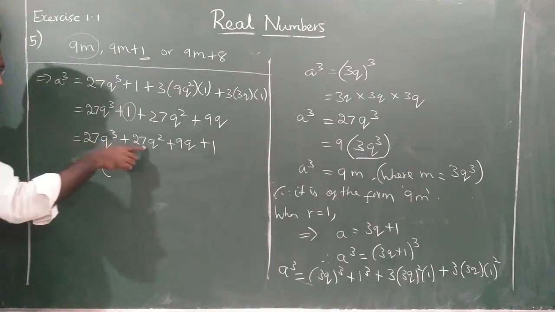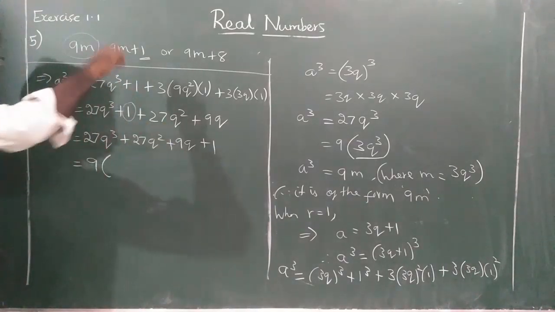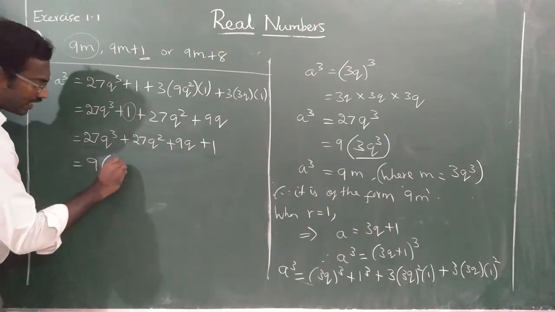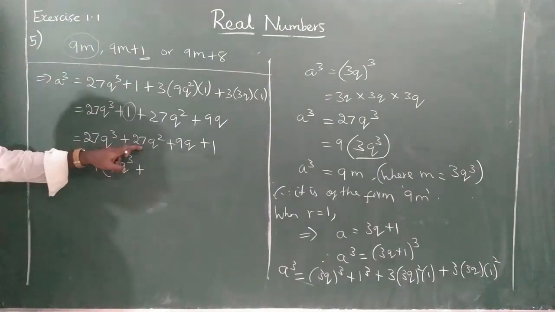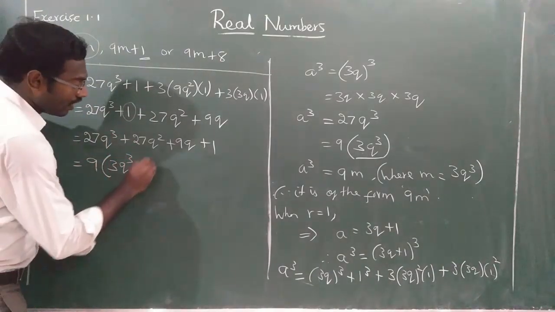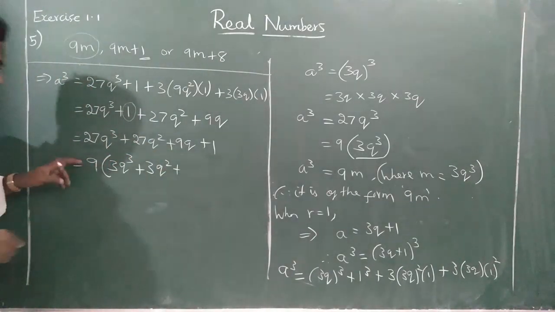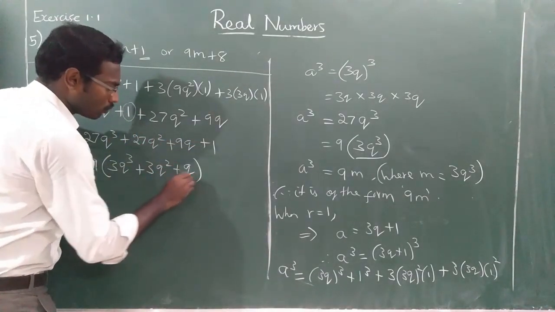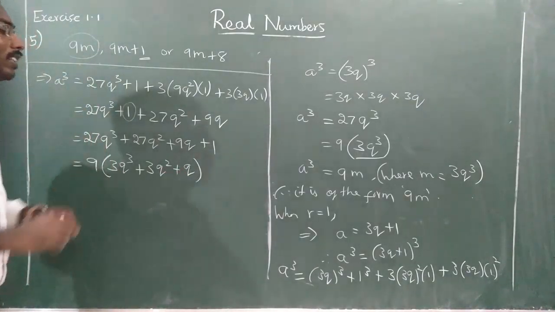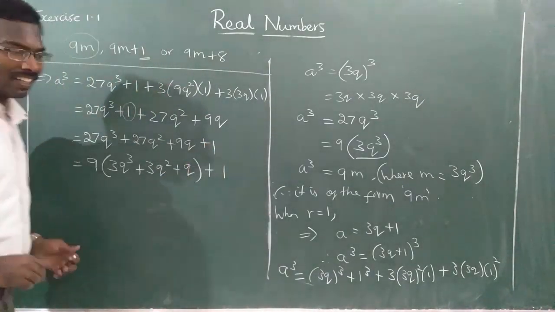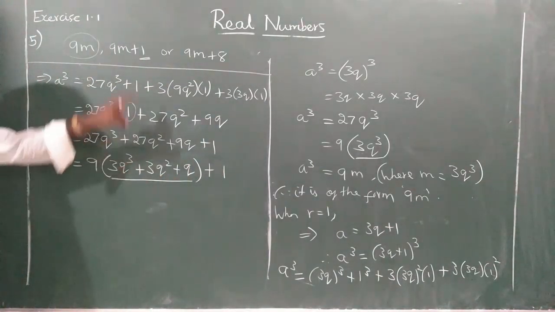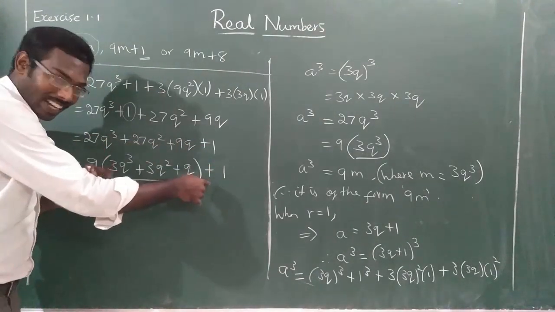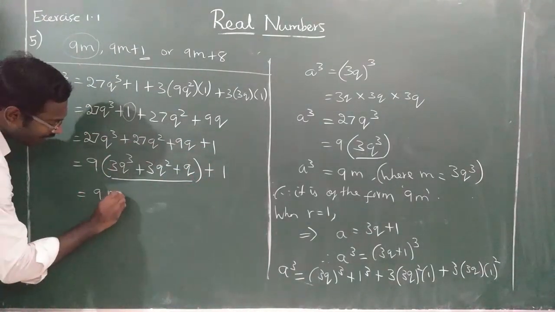So we take 9 commonly outside here. This is also divisible by 9. This is also divisible by 9. This is also divisible by 9. So when you take 9 commonly outside, remaining what is there? 3q³ is there here, plus here also when you take 9 commonly outside, 3q² is there. Here when you take 9 commonly outside, only 1q is there. 1q can be simply written as q. That's all. So plus 1. So this whole term can be taken as m because this is the product of 9. This is inside the bracket now. So you can write that is equal to 9m + 1.